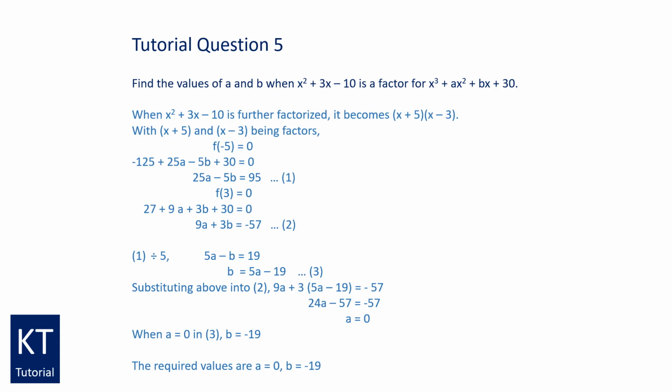With the formulation of the two simultaneous equations, we could simplify 1 by dividing it by 5 for it to express b in terms of a. Then substitute this into 2 to solve for a being 0. And by substituting a being 0 back into equation 3, we will be able to solve for b being equal to minus 19.